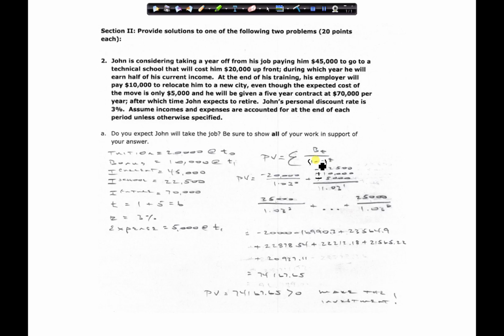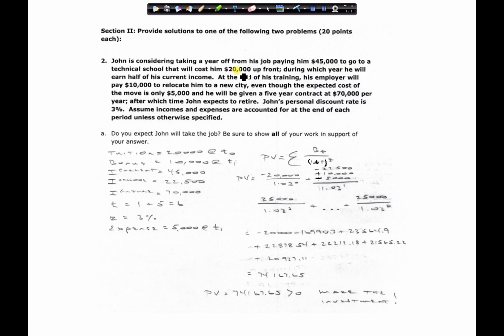It's hard to see that that's a plus, but it is. So 1 plus the rate to the power of t. So let's look at the relevant material here. In this story, we're told that John is considering taking a year off from school, or rather taking a year off from his job that currently pays him $45,000 to go to a technical school.